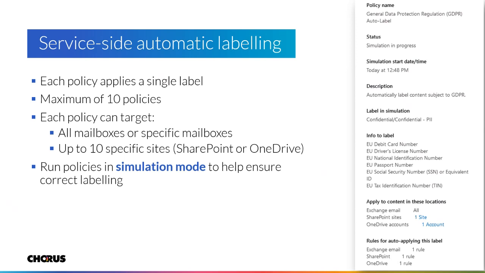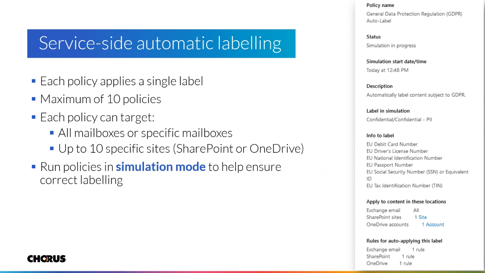On the service side, we do this through policy. So in this example, we've got a policy that's trawling our content, and it's looking for any content that's covered by GDPR. So we're looking at every Exchange mailbox, a specific SharePoint site, a specific OneDrive account. Any matching content will be automatically applied. Everything gets the same labels. In this case, we've got a confidential, personally identifiable information label. Anything that matches is going to be labeled with that label and protected.